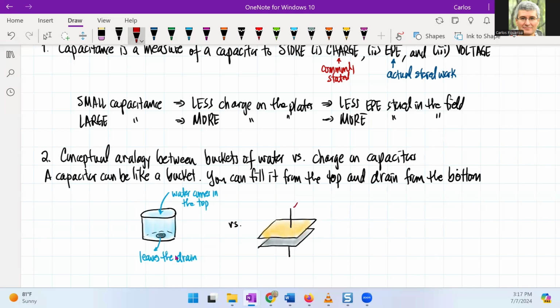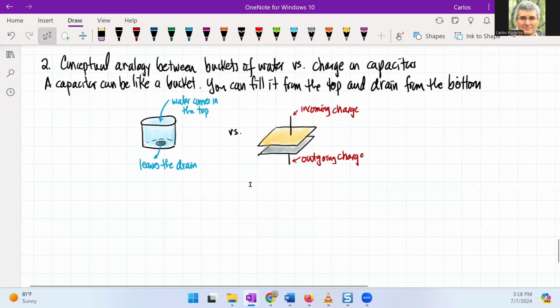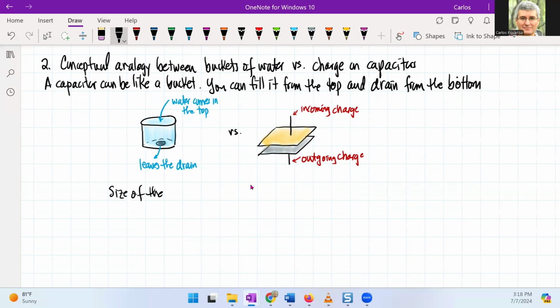So what do I have? I have incoming charge, and I have outgoing charge. So they're similar in a lot of ways. If I look at the size of a capacitor here, excuse me, the size of the bucket, the size of the bucket is rated in gallons.